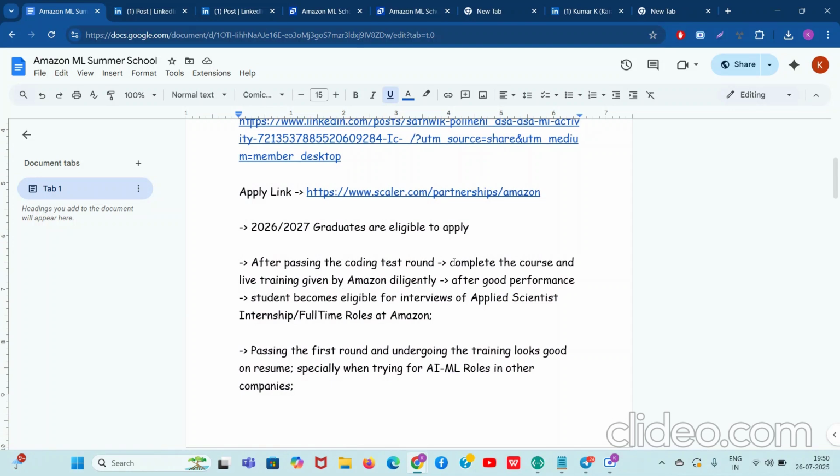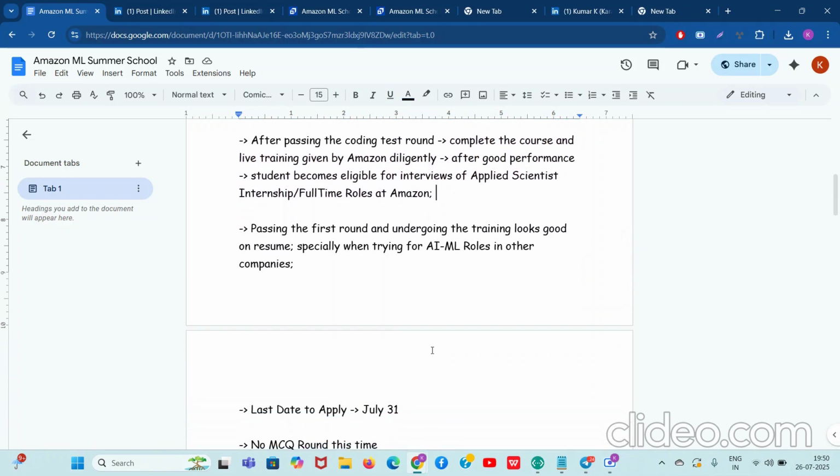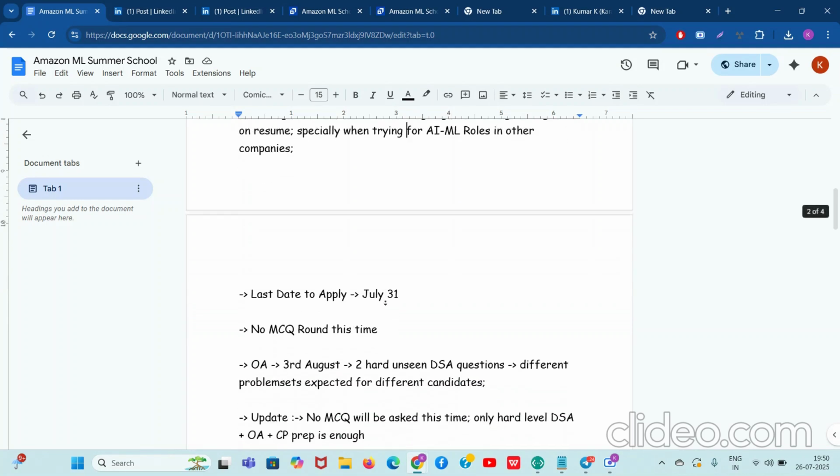Once you pass the coding test round, you will have to complete the course and live training given by Amazon diligently. After good performance, the student becomes eligible for interviews for applied scientist internship and full-time roles at Amazon. And you must have heard that their package is higher even than the SDEs at Amazon. So now listen to me very, very carefully. Passing the first round and undergoing training looks good on a resume, especially when trying for AI ML roles in other companies. Okay. Last day to apply is July 31.